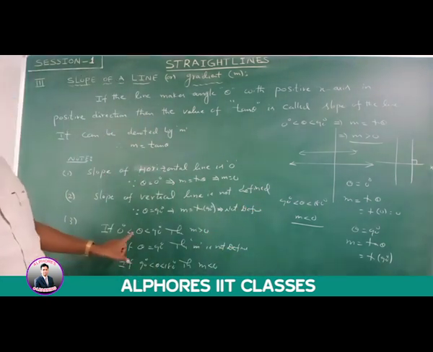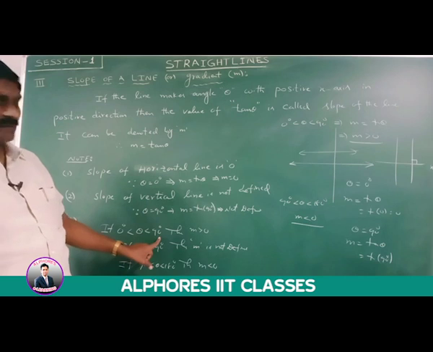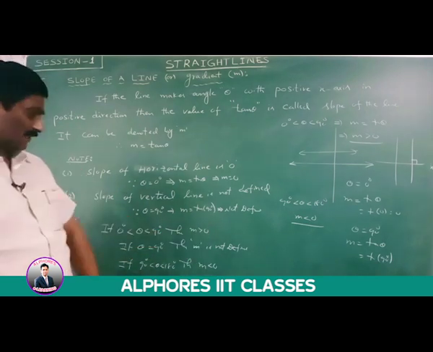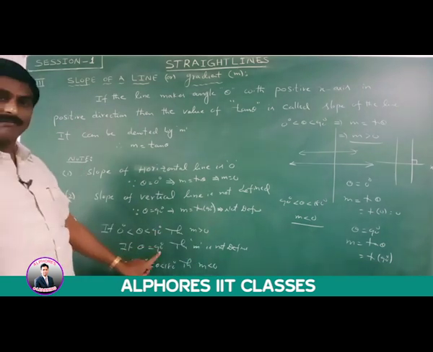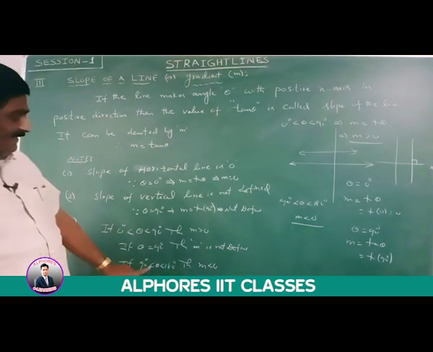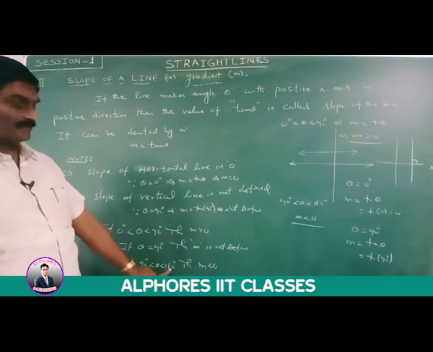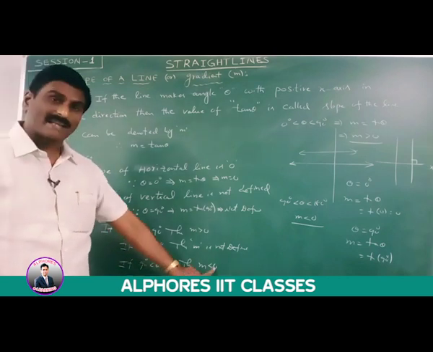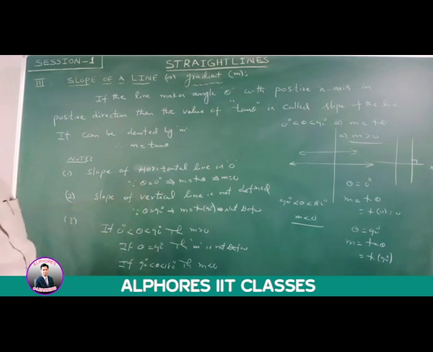Next, third one. If 0 less than or equal to theta less than 90, then slope m is positive, m greater than 0. If theta is equal to 90, then m is not defined. If 90 degrees less than theta less than 180, then m is negative, m less than 0. Please note these points.